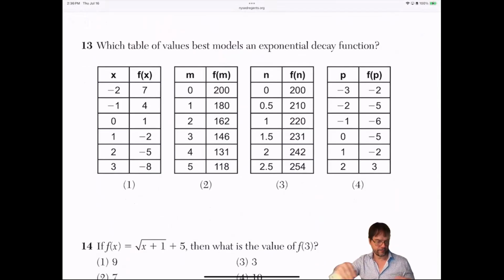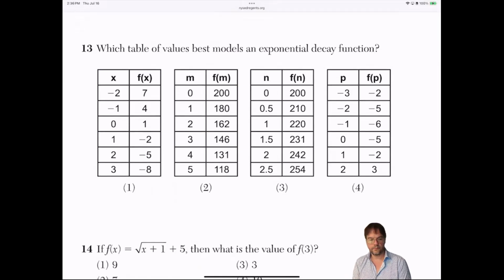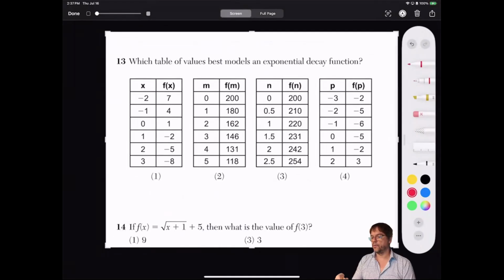Try to do the 13. Let's see. Which table best models exponential decay?